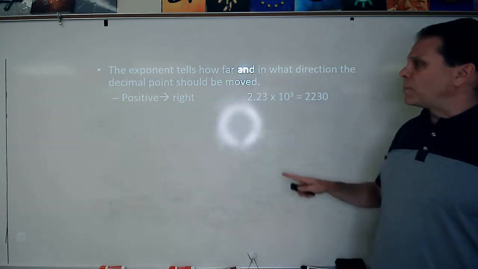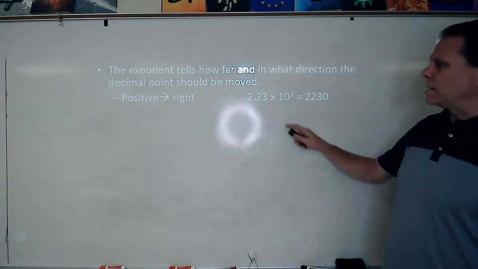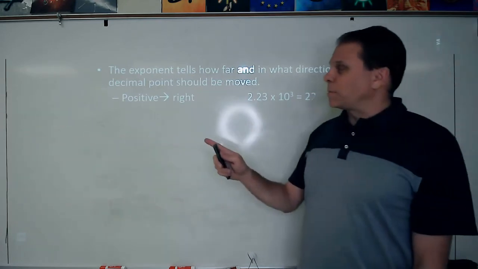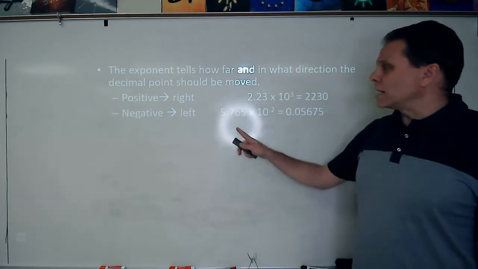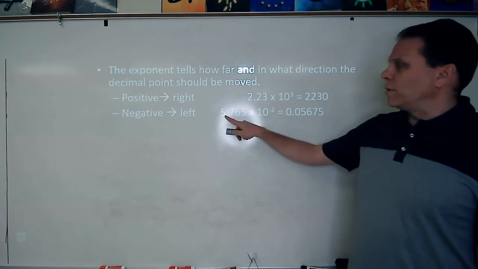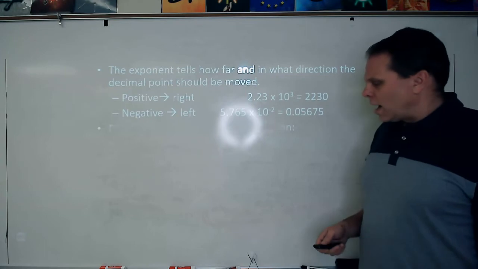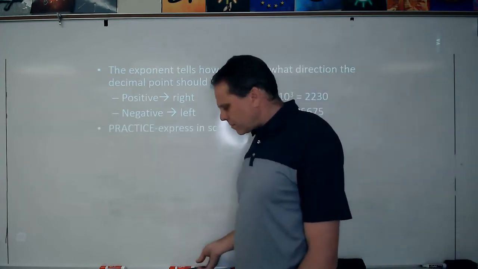If it's a positive exponent, you should be moving the decimal point to the right. So here's the decimal point, move it to the right. If it's a negative exponent, then you should be moving that decimal point to the left. So there's our decimal point, and if it's a -2, then I have to move it the other direction, right? Now I'm going to show you a little hand motion to do that.